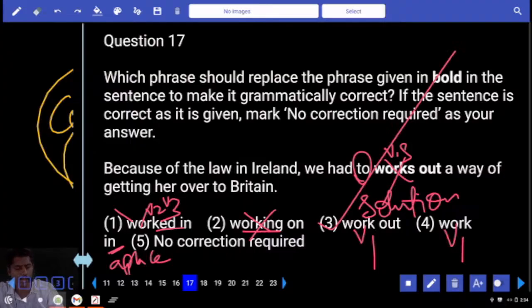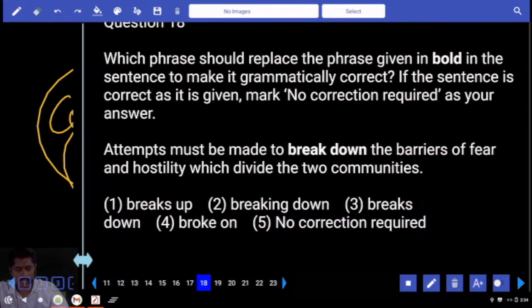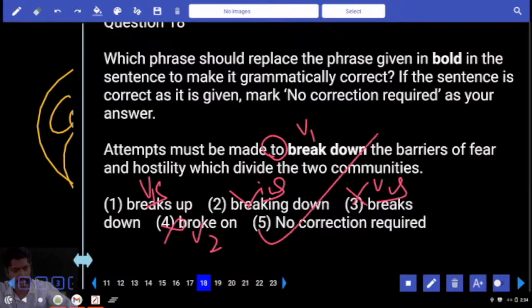Work out a way of getting her over to Britain. Attempts must be made to break down 2 plus V1. Breaks V1, yes, wrong. ING, wrong. V1, yes, wrong. V2, wrong. Answer is 5. No correction required.